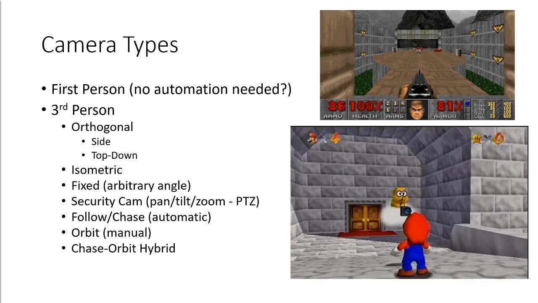So there can be orthogonal sorts of views, like a side view or top down. And these are very straightforward and involve just a fixed angle generally and distance. So you're locking everything in place and maybe following the player-controlled game object. But otherwise, there's not a lot of decisions to make. Occasionally, there'll be issues related to occlusion, but not nearly as big as some of the others.